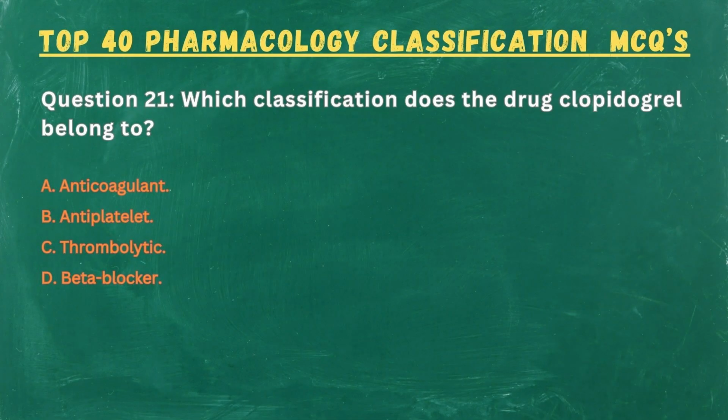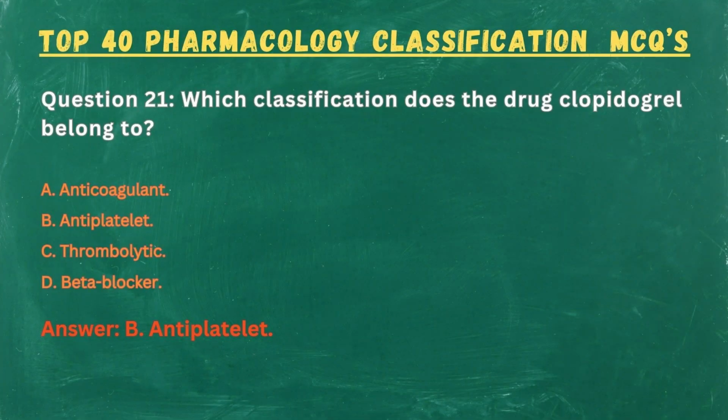Question 21. Which classification does the drug clopidogrel belong to? A. Anticoagulant. B. Antiplatelet. C. Thrombolytic. D. Beta blocker. Answer: B. Antiplatelet.